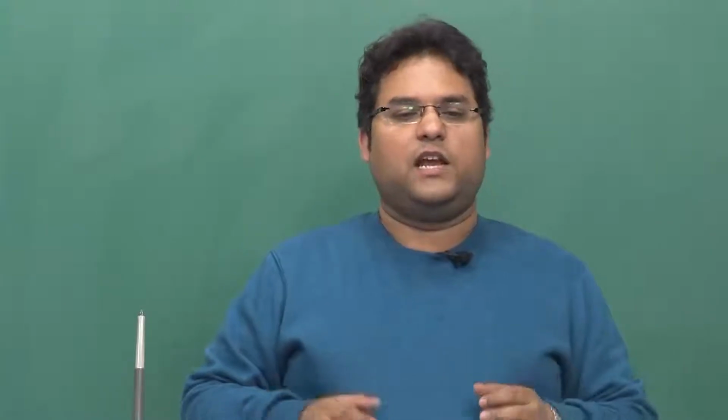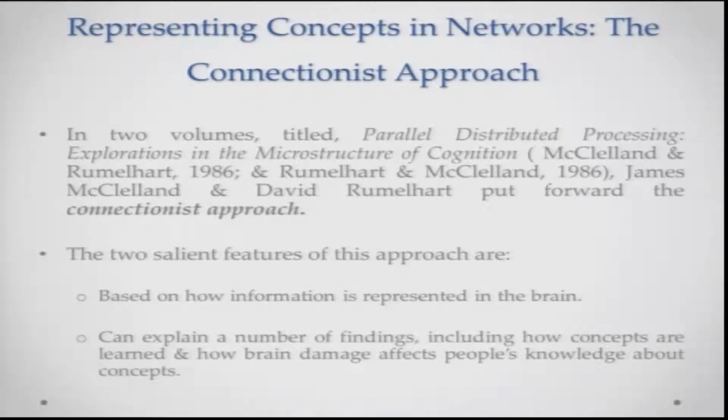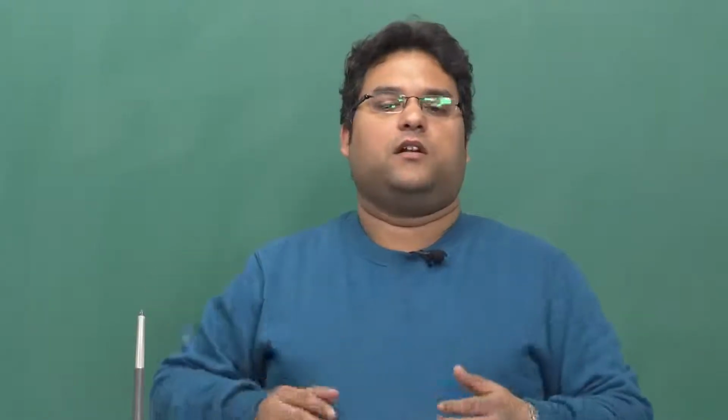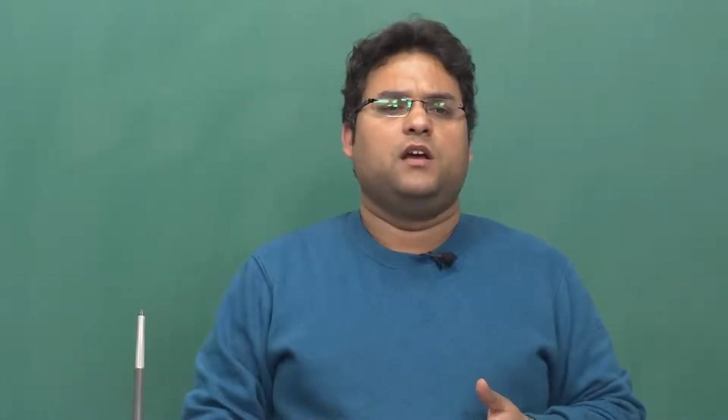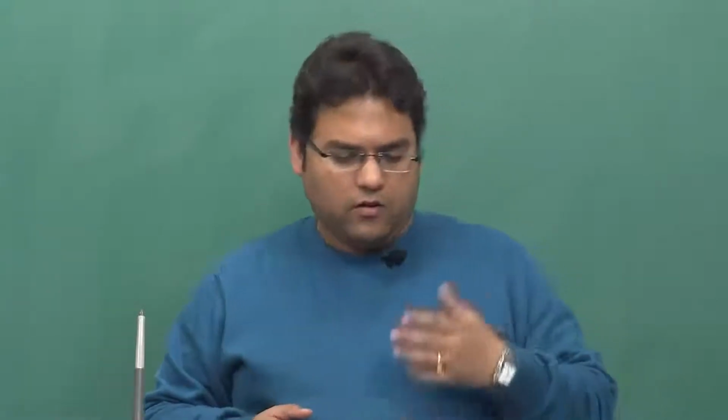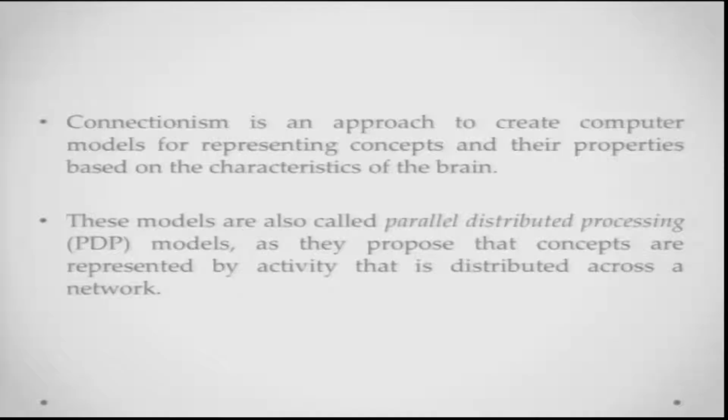Also, this theory can explain a wide range of findings, including how concepts are acquired and learned, and also findings about how knowledge about particular concepts might be damaged, suppose there is a brain injury or some other factors. So, this is one of the very popular and powerful theories about organization of concepts that has been around for a long time now. Now, a little bit about connectionism. Connectionism is an approach to create computer models for representing concepts and their properties, and it is based very closely on the characteristics of the human brain.